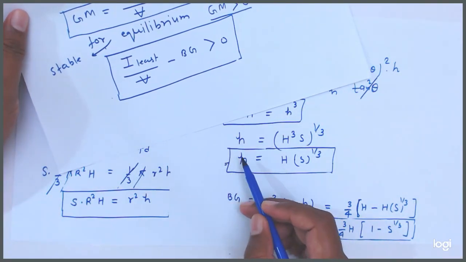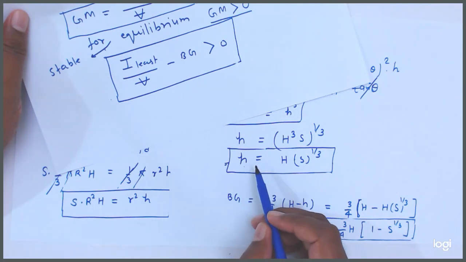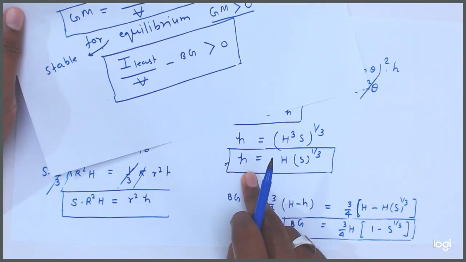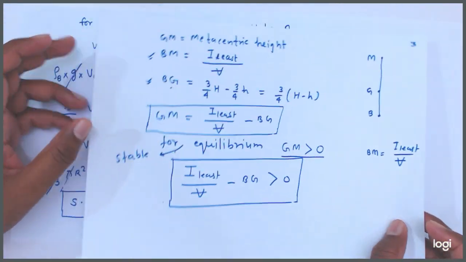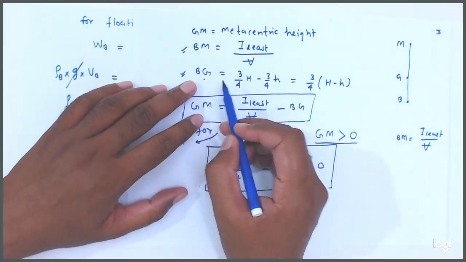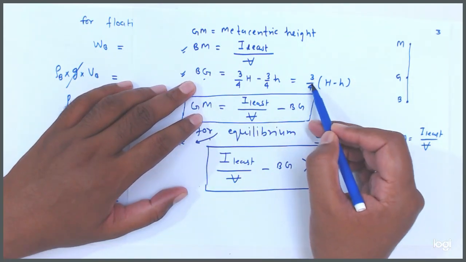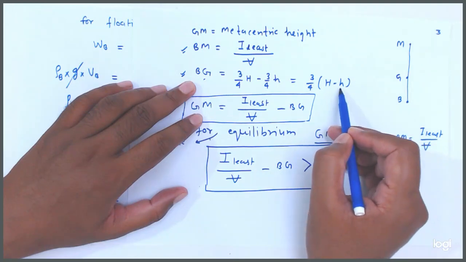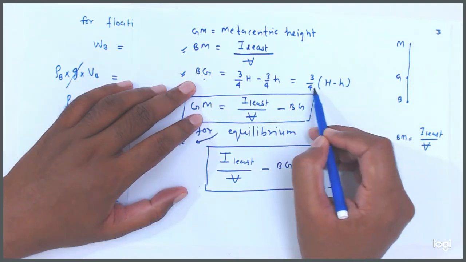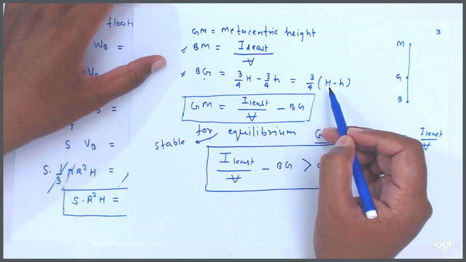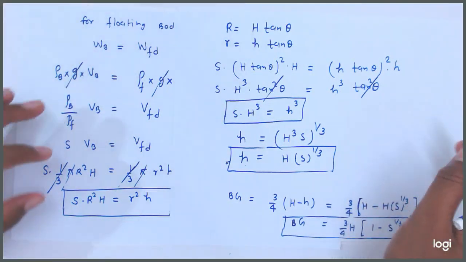Why are we deriving this one? What is the meaning of this one? Where are we using this equation, friends? I told you that this BG value is equal to 3 by 4 into capital H minus small h. So we will put the value of small h in this equation, and from here we are getting the value of BG.